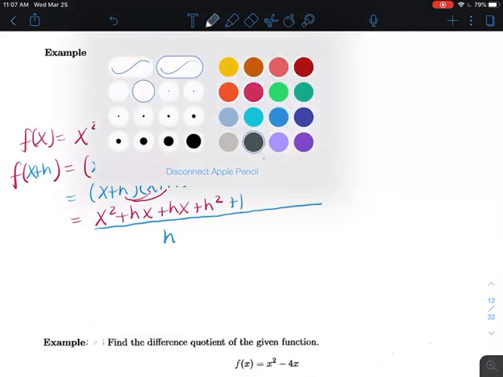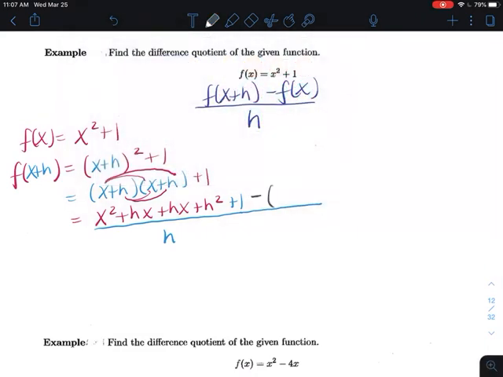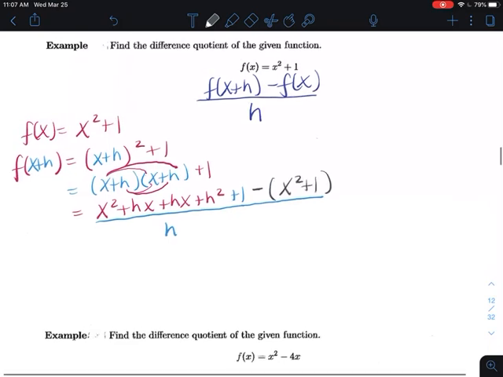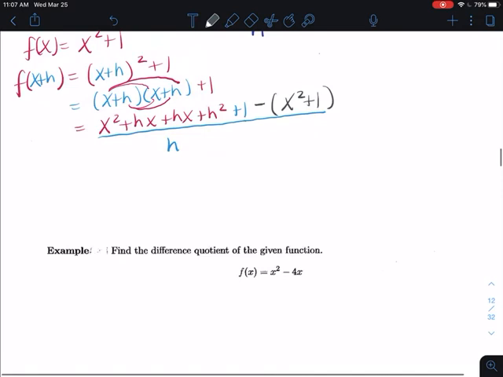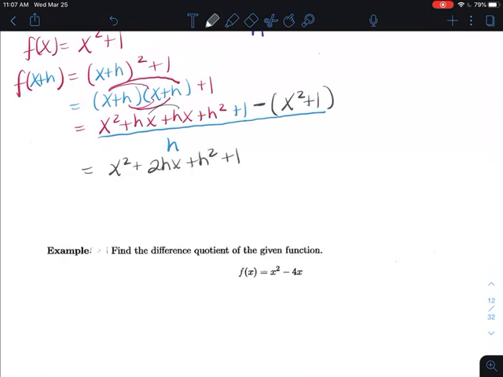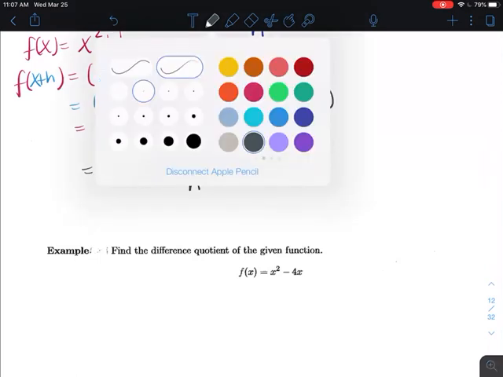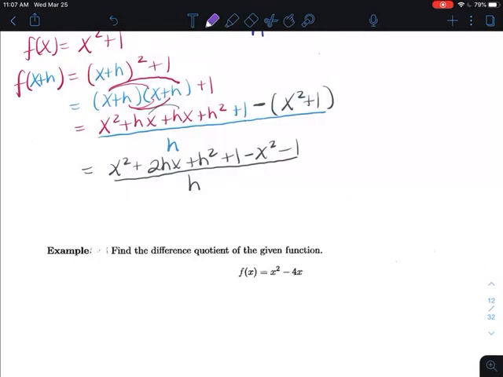Then you have to subtract f of x from that. Remember, f of x is given, so that's in parentheses x squared plus 1. These two I can add together, so this is x squared plus 2hx plus h squared plus 1. When I distribute this minus, I get negative x squared minus 1 all over h. Yeah, this is a pretty intense problem.